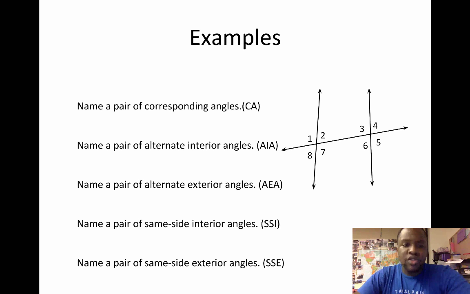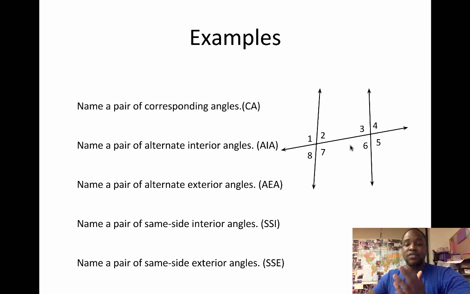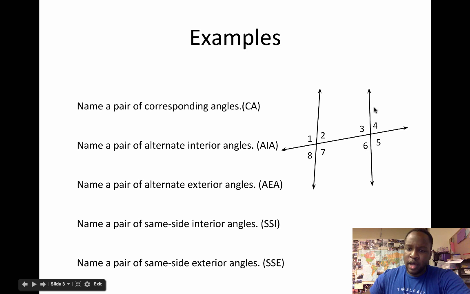So let's take a minute to try to name some of these angles based off of this diagram over here. Name a pair of corresponding angles. Well, in this case, 1 and 3 are corresponding because they are on the same side of the transversal and to the left of their respective lines. But 2 and 4, 8 and 6, as well as 7 and 5 are also corresponding angles. Basically, think of it as if you lifted this one up and brought it over, they would be in the same spot.